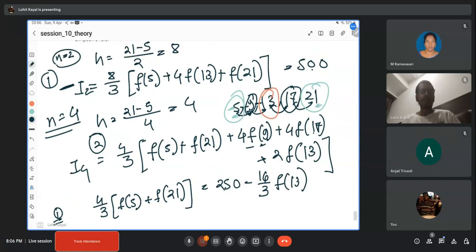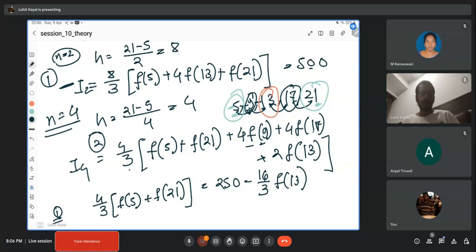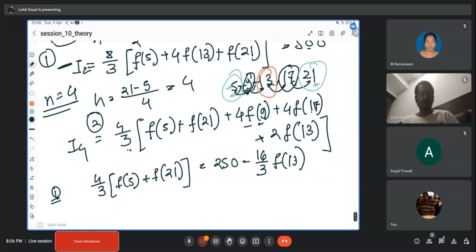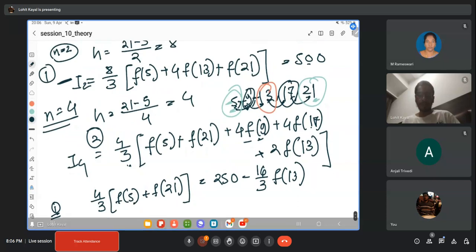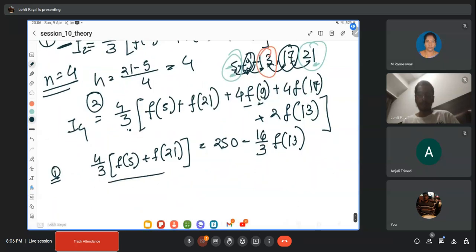I am dividing it by 2, so it is 500. Here it is all on the left. Here in I4 it is 4/3. Now in this expression I find that 4/3 f5 plus f21 is equal to 250 minus 16/3 f13. So I can substitute it in the expression of I4.